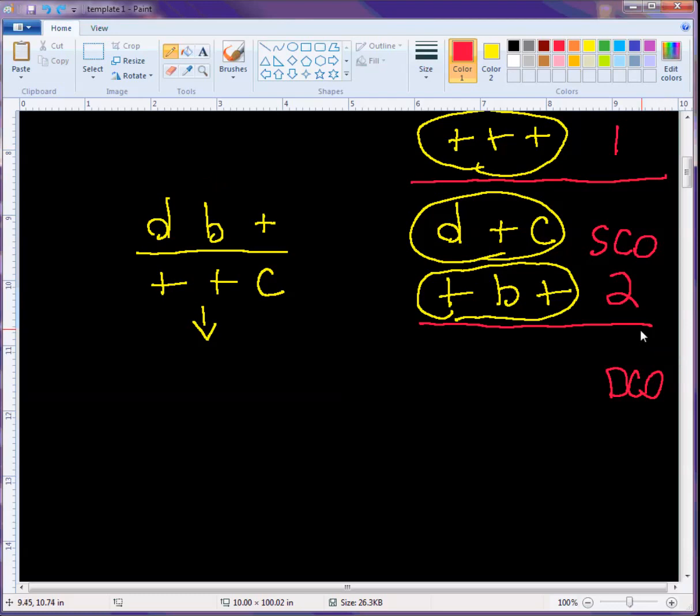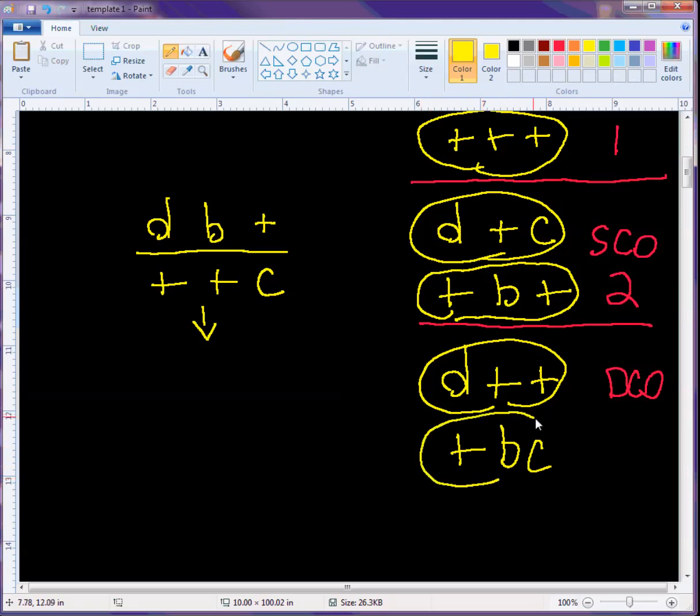Okay, the shortcut way though, if you're ever in doubt, just take this middle allele and switch that. So B goes down, plus goes up. So let me map that out here. So B is going to go down, plus is going to go up. So we'll have D plus plus and plus B C. Now that's the double crossover class of reciprocal gametes. Or reciprocal class of double crossover gametes.